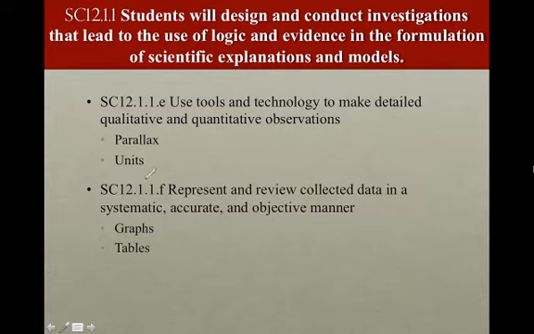Okay, graphs and tables are good ways to show the data that you get. What are some different types of graphs? Pie, bar, line, scatter, I heard. Telegraph. Those are probably the most used. We probably use the line graph the most to show data.